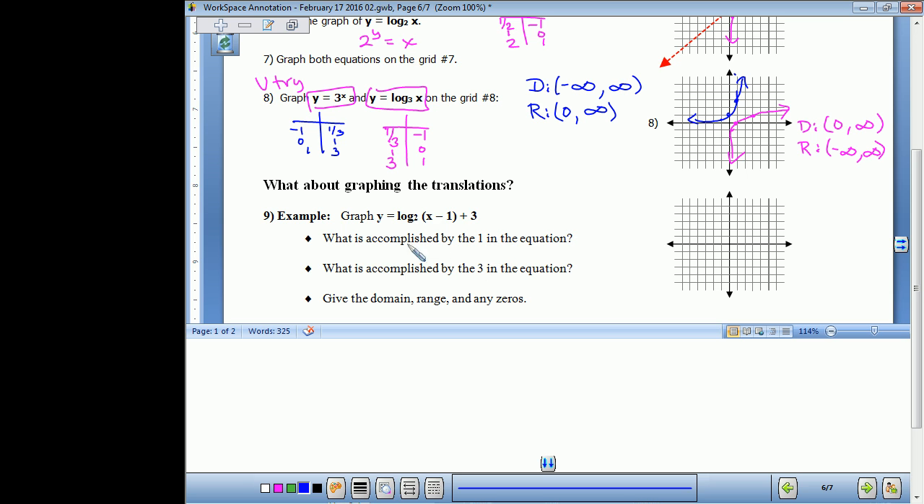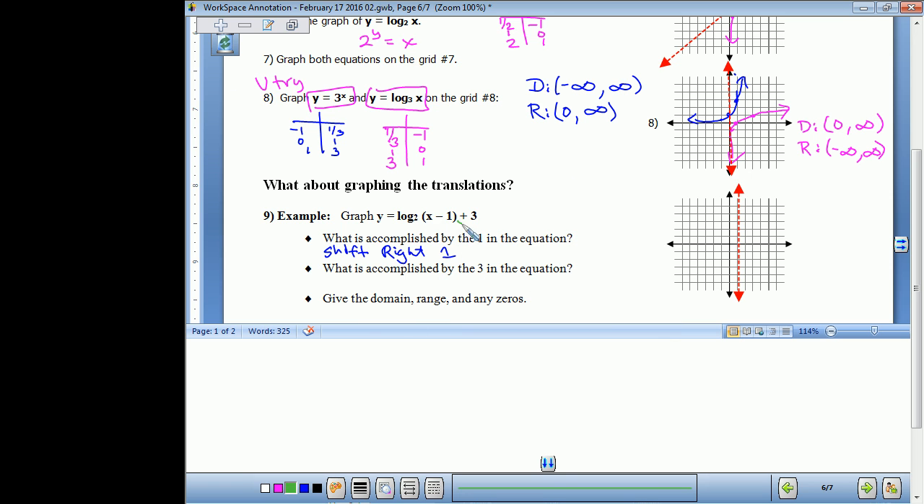On this problem, what's accomplished by that 1 in the equation? What does it do? Moves it right. It shifts the asymptote right 1. Okay, and I'm going to go ahead and do that. I'm going to draw this asymptote right 1 unit. There's my vertical asymptote. See, it was right there on that one. I didn't draw it in because I had the 2 graphs. But there's that vertical asymptote.